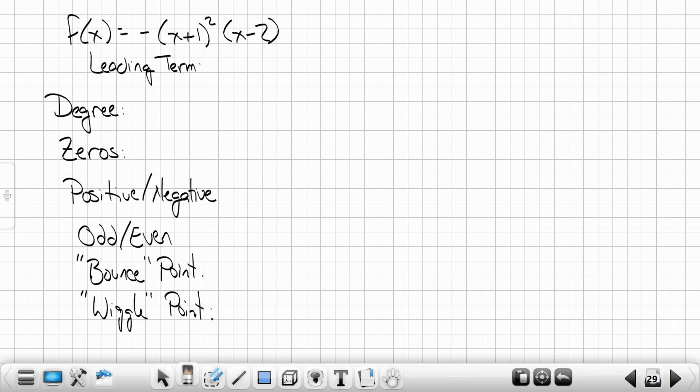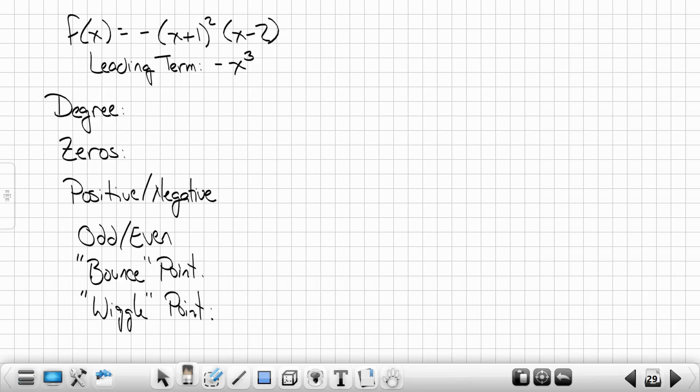My leading term. So first of all, my leading term. How many x's are here? 2, right? 2 of them are right here because x squared. Okay? 2 of them are right there. How many are right here? 1. So we have how many total? 3. So this is going to be x cubed. And what's in front of it? A negative. So my leading term is negative x cubed.